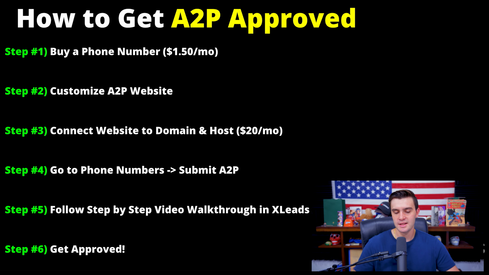Then what we're going to do is submit our A2P application. When we submit our A2P application, we're going to follow the step-by-step guide that Go High Level actually made for us. There's a step-by-step guide of exactly what to fill out and how to do it the right way. It's like a 30-minute video. If you just copy what they do into your account, your A2P will be done for you. Then step 6, you're going to get approved. So let's go through the process really quick.